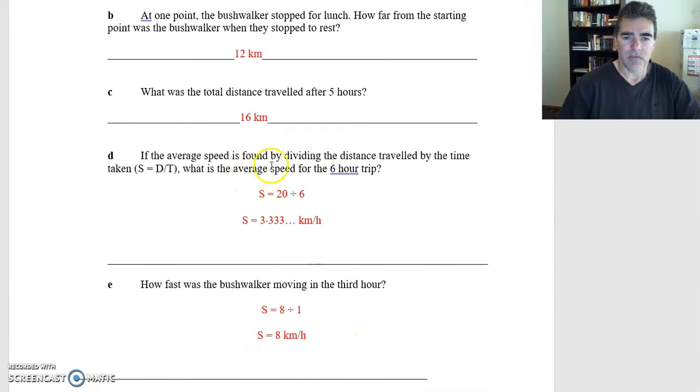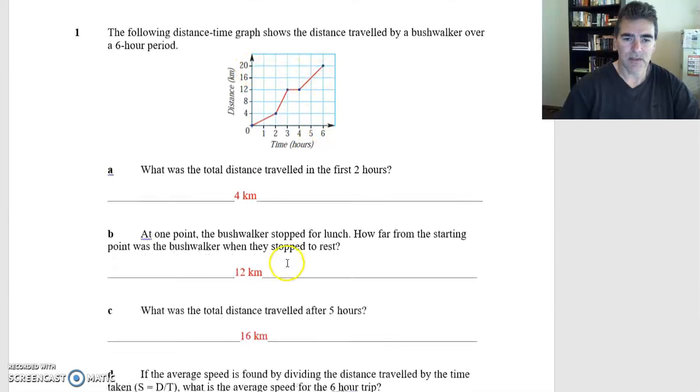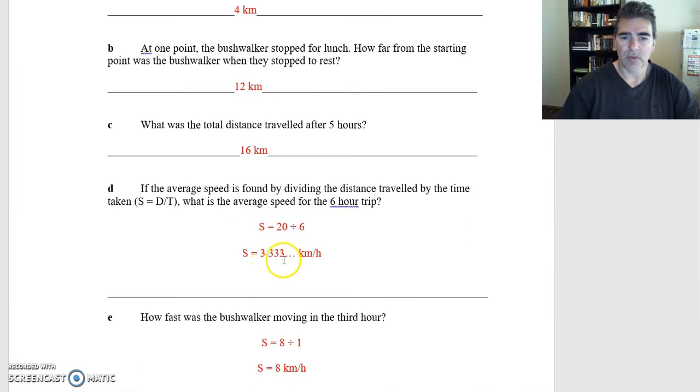If the average speed is found by dividing the distance travelled by the time taken, for the 6-hour trip, well, for the 6 hours, they travelled a total distance of 20 kilometres. So we're doing our 20 divided by 6, and we're getting 3.3 repeater, or 3 1/3 kilometres per hour.